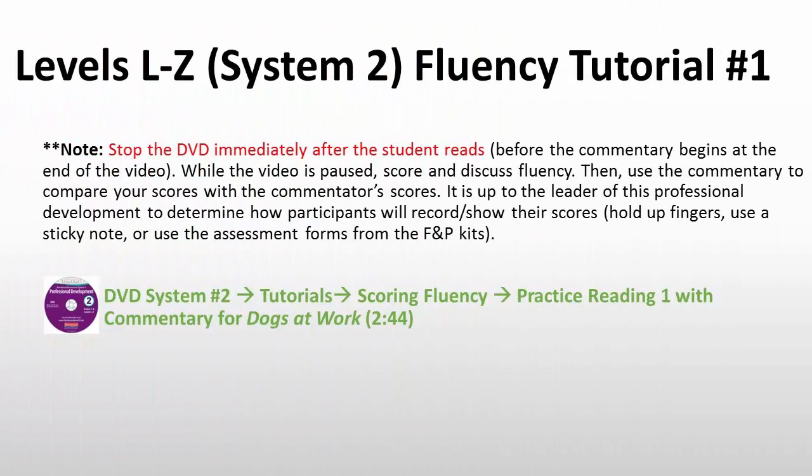This is Fluency Tutorial number 1 at levels L through Z in System 2. Please stop the movie immediately after the student reads. At this time, score the student. As the participant, you may want to discuss your findings with your teammates before resuming the movie and listening to the commentary. When the participant is ready, press play and compare your scores and reasoning with the commentators, and move on to the next slide for more practice.